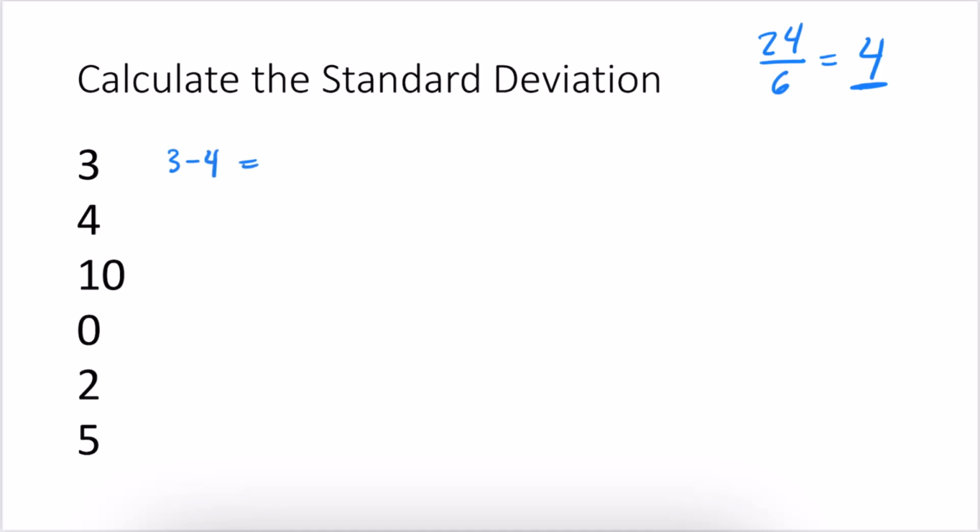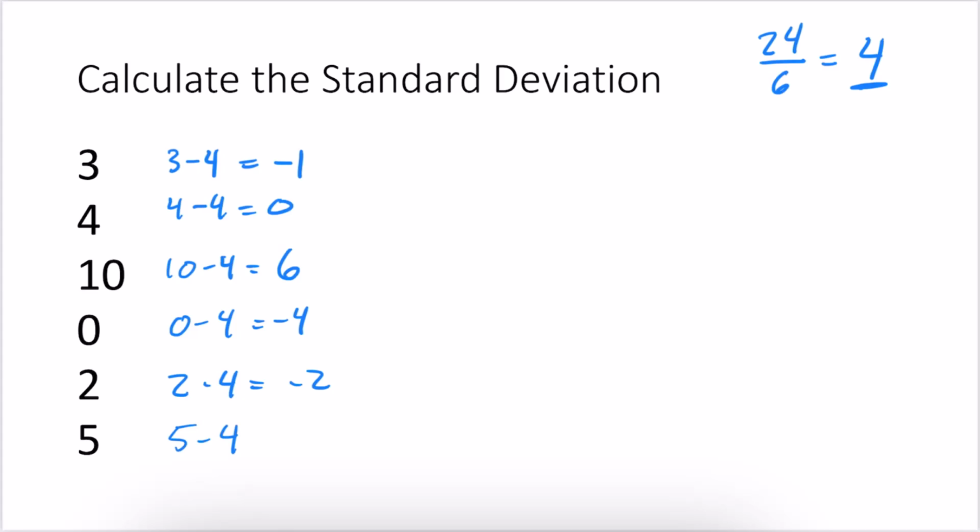So when I do 3 minus 4, this tells me that the number 3 is 1 unit below the mean. If I do 4 minus 4, that tells me that the number 4 is 0 units away from the mean, which makes sense because it is the same number as the mean. If I do 10 minus 4, this gives me the number 6, which tells me that 10 is 6 units above the mean. And then I can do 0 minus 4 to get negative 4, 2 minus 4, which gives me negative 2, which basically says that 2 is 2 units below the mean. And then if I do 5 minus 4, I see that 5 is 1 unit above the mean.